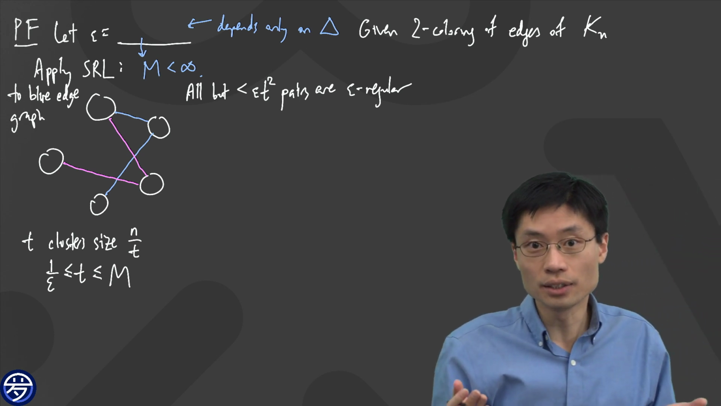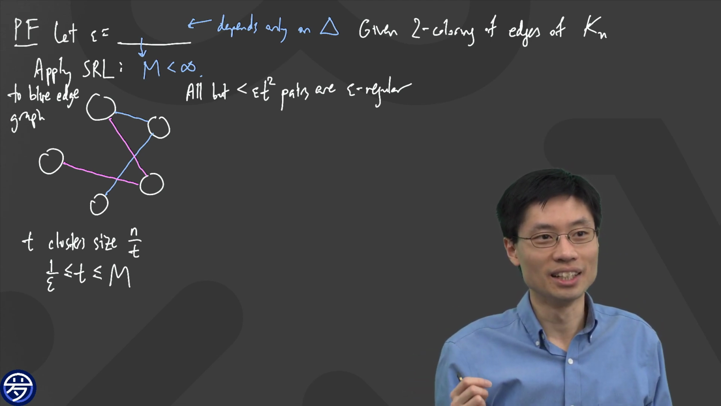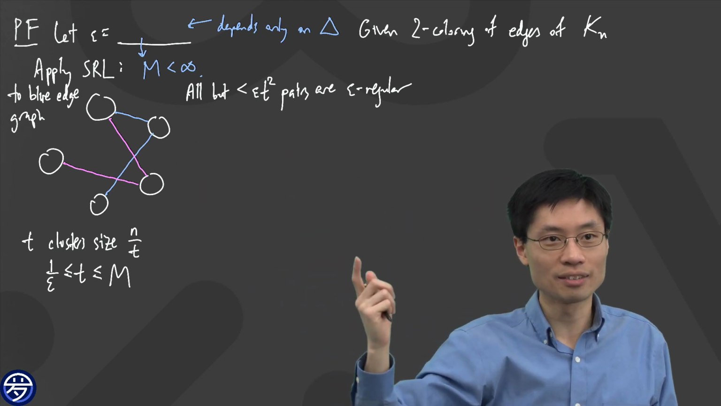So now that still is going to be an n-vertex graph. But there's a reason this is exciting. The reason it's exciting is because the red edge graph is the complement.